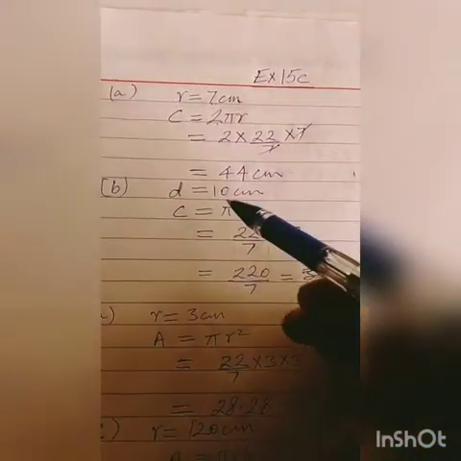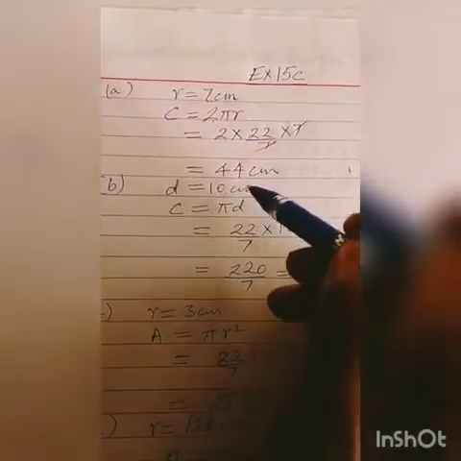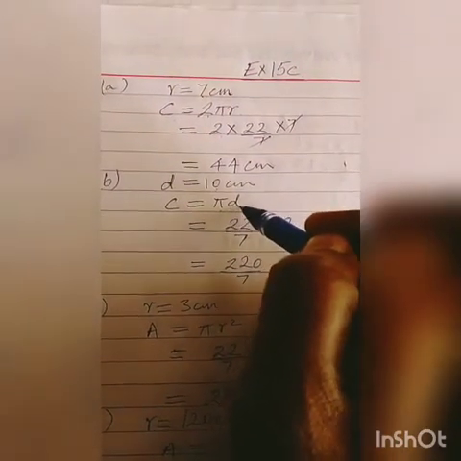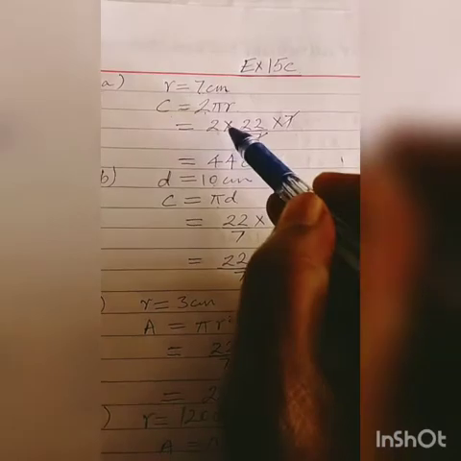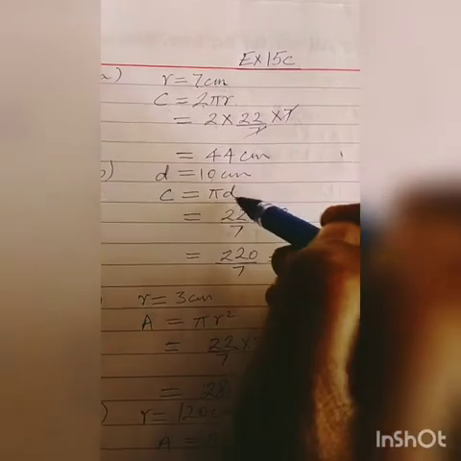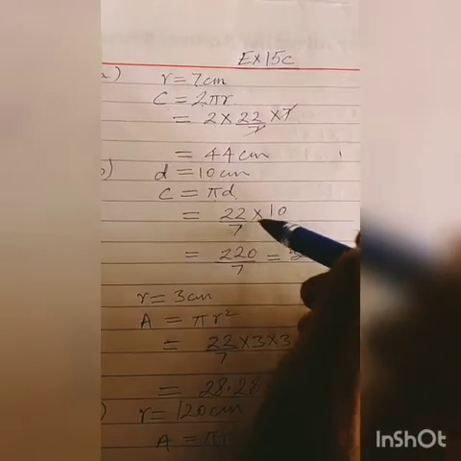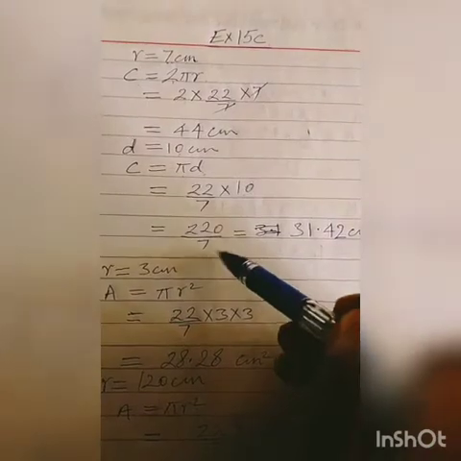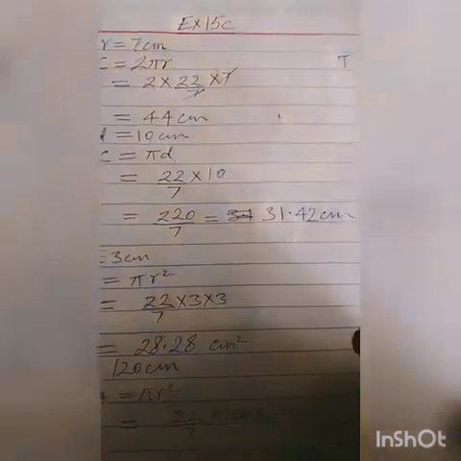Okay, now in B part, diameter is given. So if diameter is given, we'll use the formula pi d. Now d equal to 2r, so they are the same. So in place of d you can write 2r when radius is given. So we'll use here pi d. Multiply pi and d. So you get here 220 upon 7. If you divide, you get 31.42 centimeter.